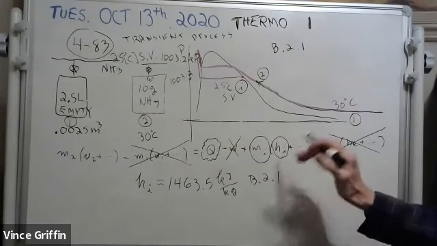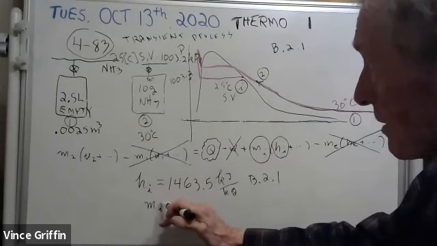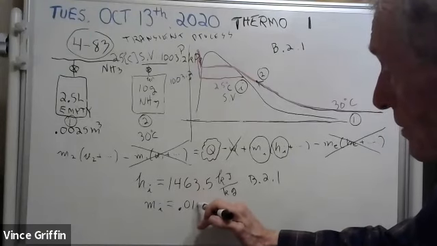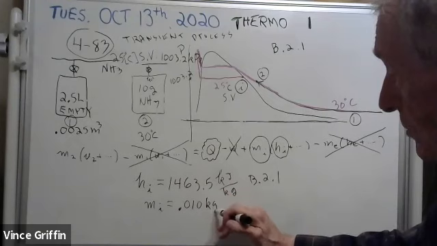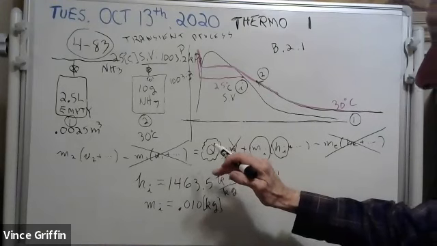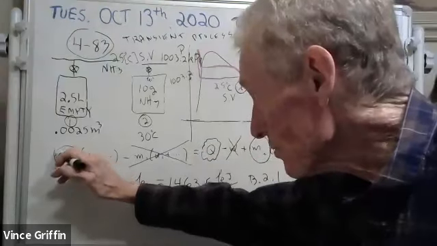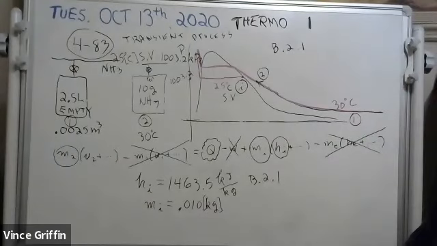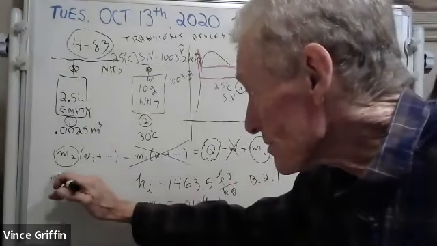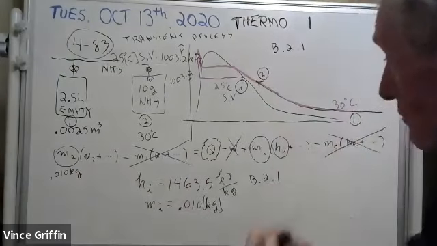We know what the incoming mass is. You have to put it in kilograms: it's 0.010 kilograms. So we know that. The mass at state 2 is whatever came in, is what you're left with. It's 0.010 kilograms.